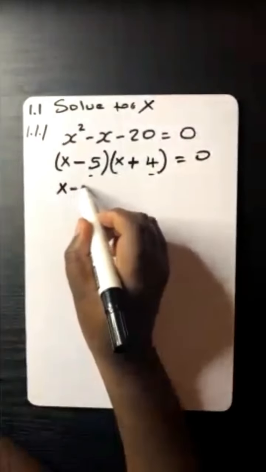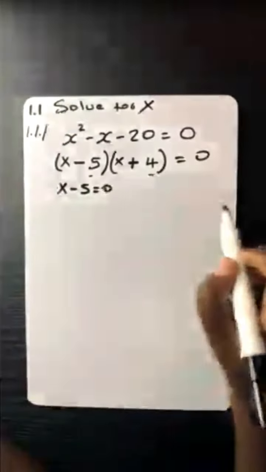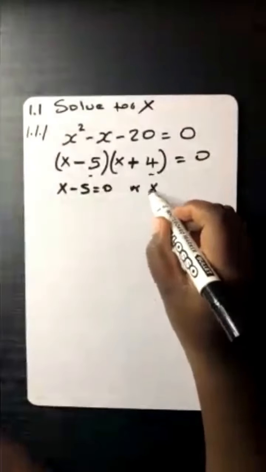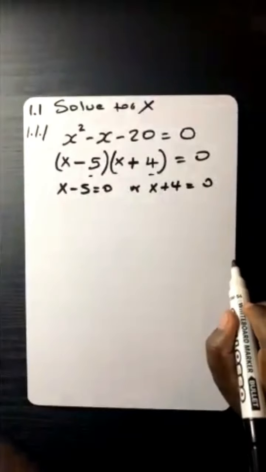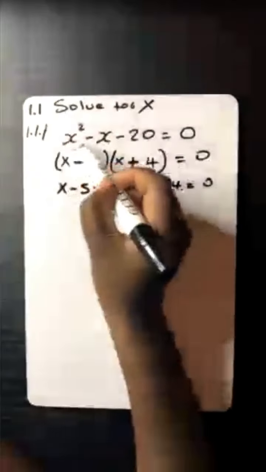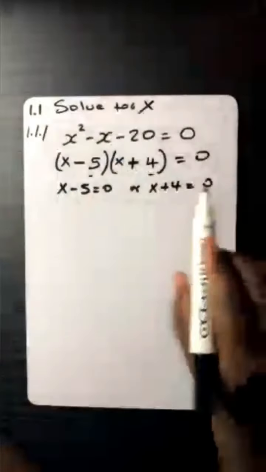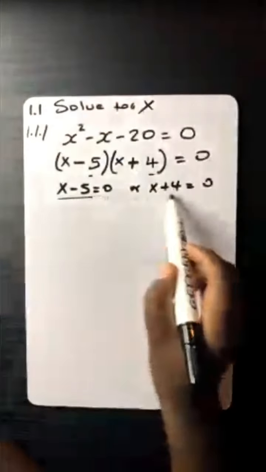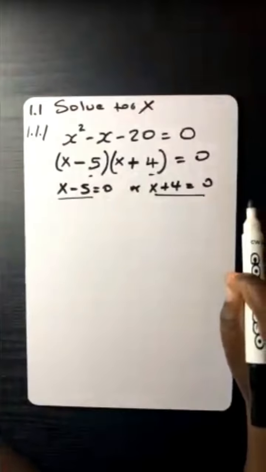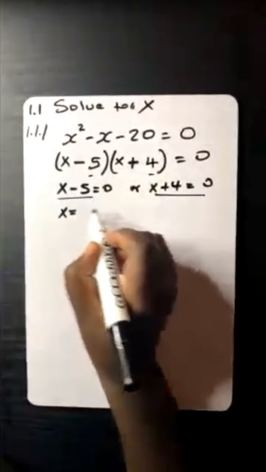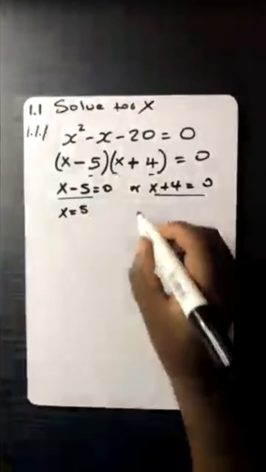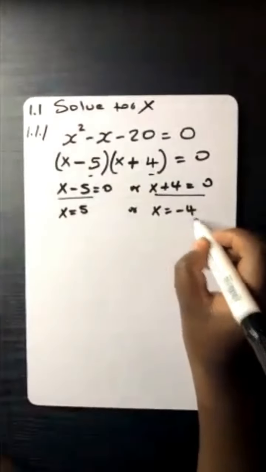Obviously, x minus 5 can then be equated to 0, or x plus 4 can be equated to 0. Remember, guys, because this is a quadratic equation, it means you're going to have two values of x. If it was a linear equation, which means you don't have a squared, it would be a different story. So obviously, x is equal to positive 5, or x is equal to negative 4.